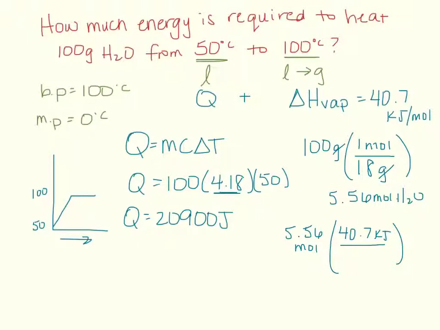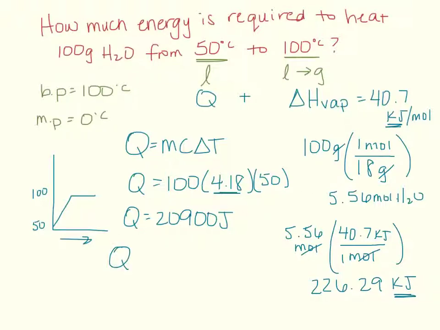So I need my moles to cancel, so it's 40.7 kilojoules for every 1 mole. So I can just do my conversion. My moles cancel, and I take 5.56 times 40.7 equals 226.29 kilojoules. Okay, because my delta H vap was in kilojoules, my final answer needs to be in kilojoules.